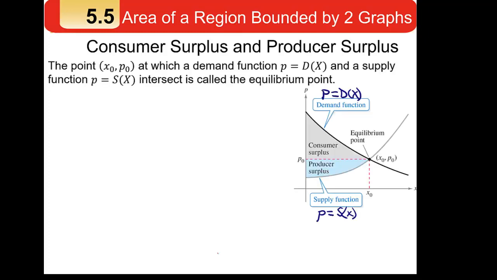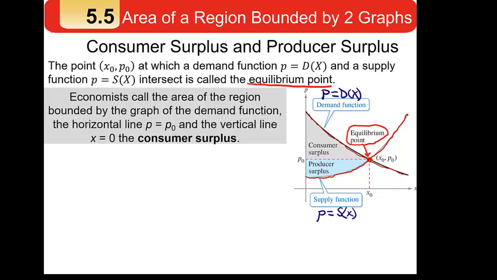If you've taken an economics course, you probably have heard those terms before, but basically they come from this. If you've got a demand curve that describes the demand for a product, and a supply curve that describes the supply of the product, wherever they intersect is called the equilibrium point. And economists have a name for the area in that figure that I have labeled the consumer surplus. It's the region below the demand curve, but above the horizontal line that goes through P0.